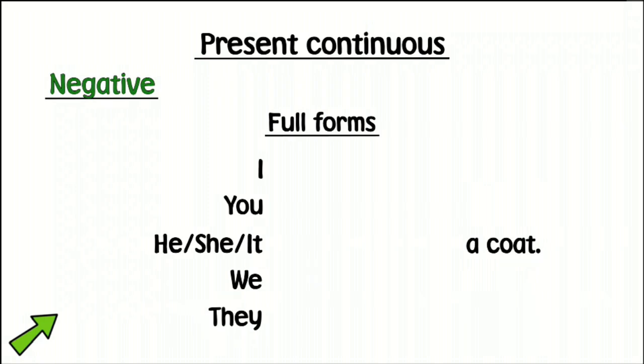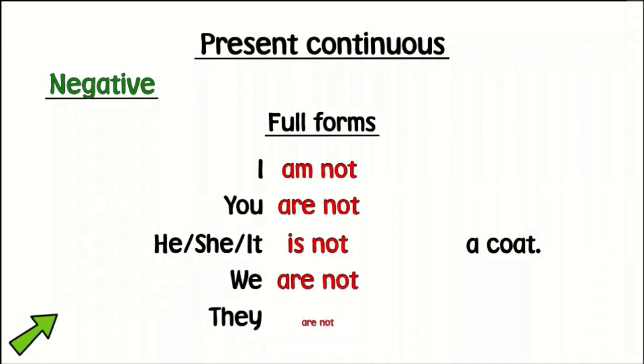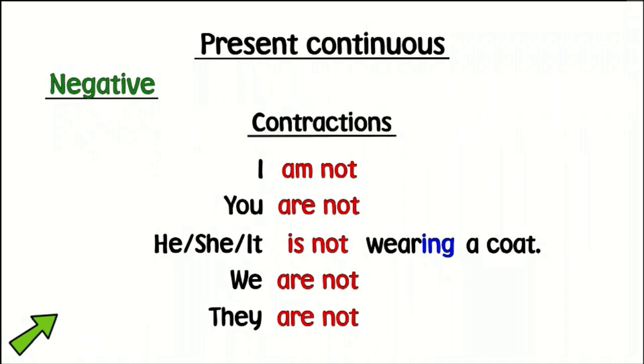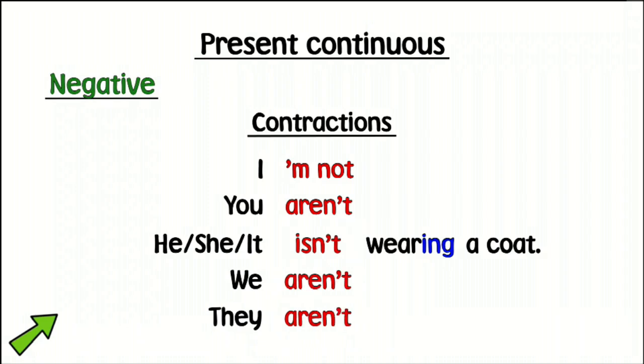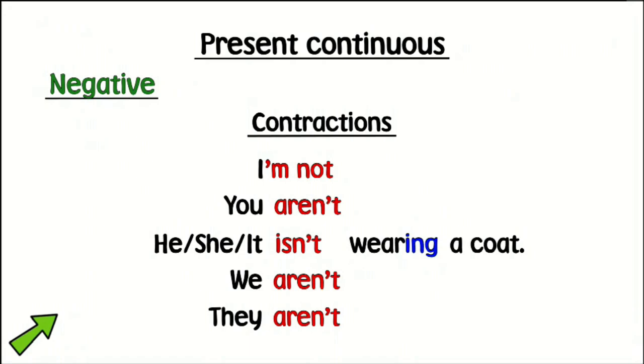We form the present continuous negative like this. The present continuous negative has full forms and contractions of the verb be. We usually use contractions in conversations. Note that the short form for I is different from the other contractions.